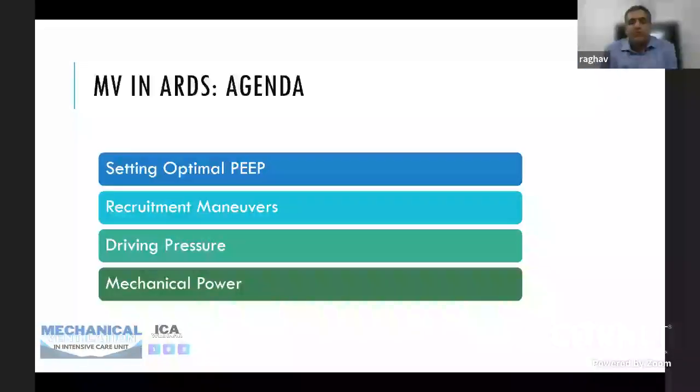So the agenda of my talk will mainly focus on these 4 points. First is setting optimal PEEP. Second is the various recruitment maneuvers. The third is a bit about driving pressure in a passive patient and also in a patient who is on assisted mechanical ventilation, that is, he's also breathing spontaneously. And lastly, about the newest concept which has been introduced just a few years back, that is mechanical power and how it affects the mechanical ventilation in a patient of ARDS.